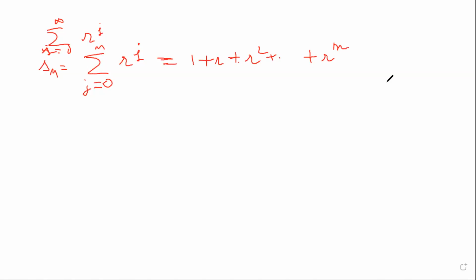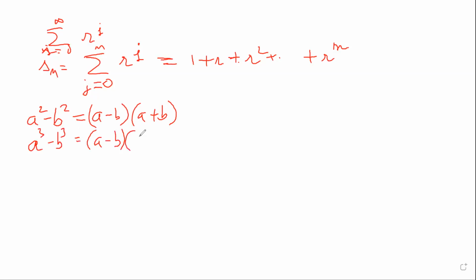So this comes from the following formula. I don't know if you know this. So if you have two numbers A and B, then A squared minus B squared, you can write this as A minus B times A plus B. And A cubed minus B cubed is this.